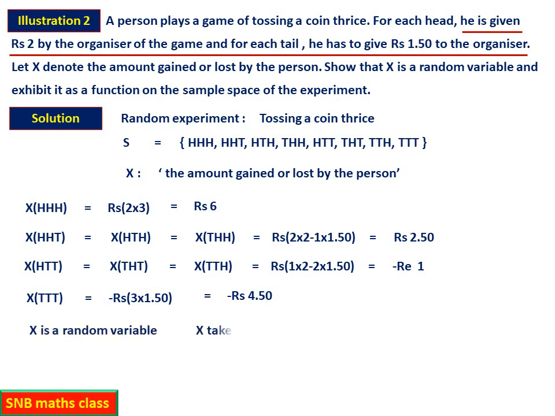So we are interested in the variable X, which takes the values minus 4.5, minus 1, 2.5 and 6. These are the values of the random variable. So this is a real valued function. This is actually referring to the range or codomain of the function. And what is the domain of this function? Always the sample space. The sample space is always the domain of the random variable, and that's a random variable. So this is one example.